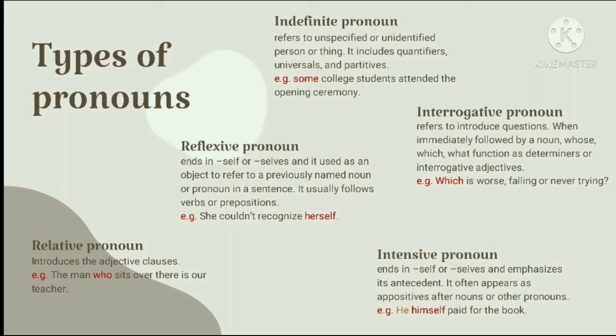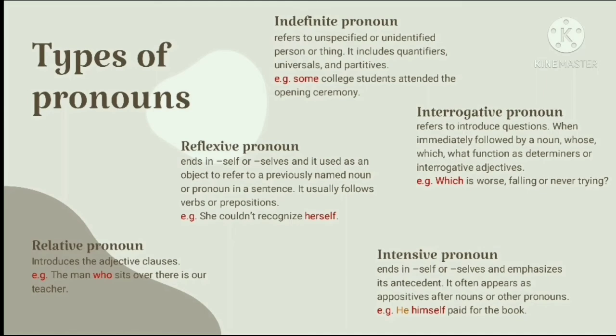The 6th type is intensive pronoun. Intensive pronouns end in -self or -selves and emphasize their antecedent. Intensive pronouns often appear as appositives after nouns and other pronouns. For example, he himself paid for the book. Himself here is the intensive reflexive pronoun because it emphasizes its antecedent, he.